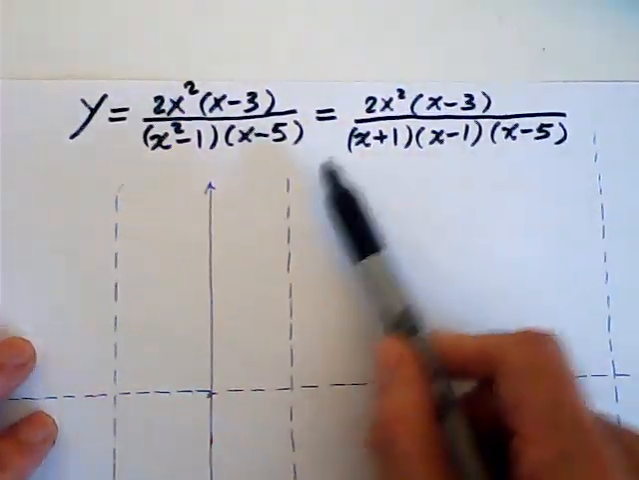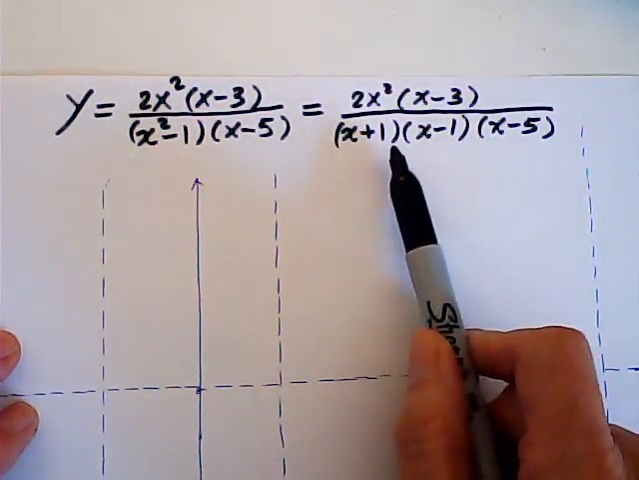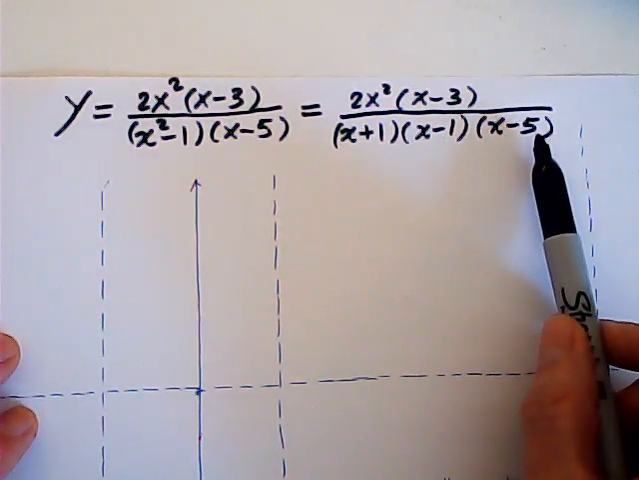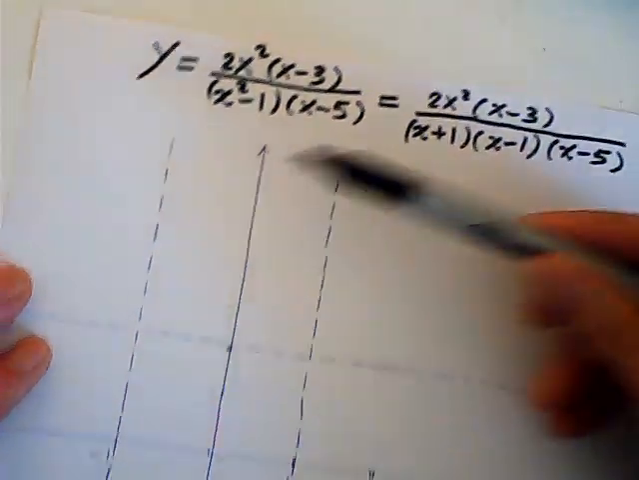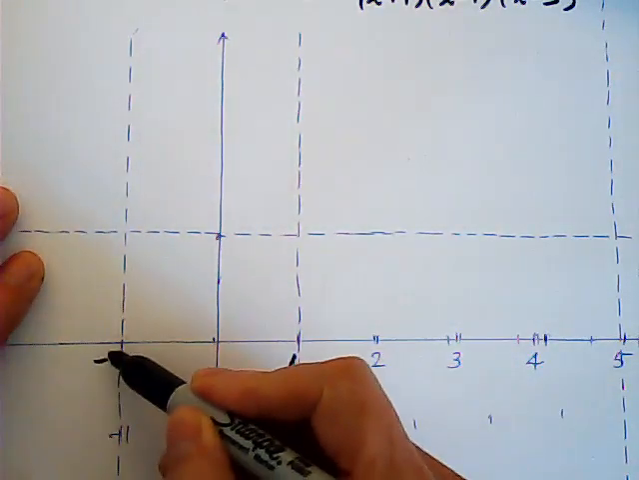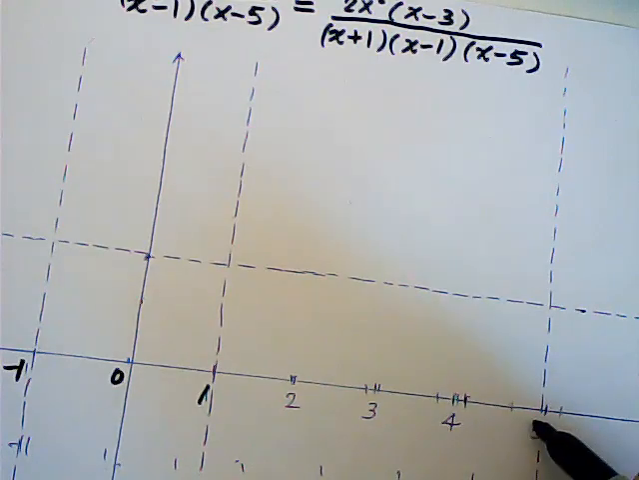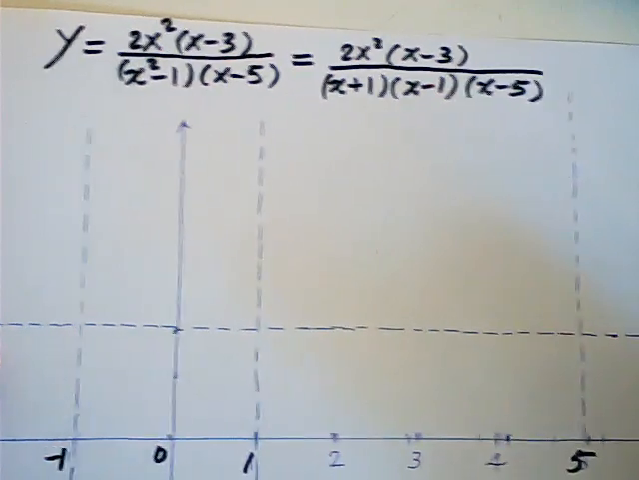So that means we have to know the asymptotes. The denominator, when x equals -1, +1, +5, will be infinity. Therefore, there are three vertical asymptotes: x equals -1, x equals +1, and +5. Okay, these are three vertical asymptotes.